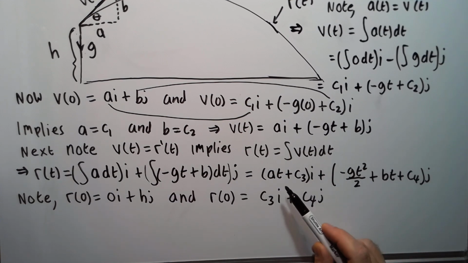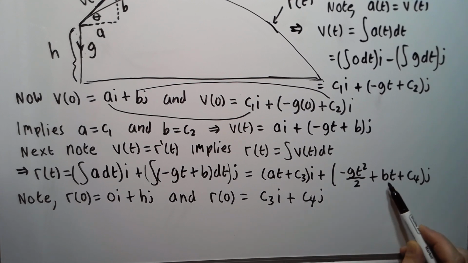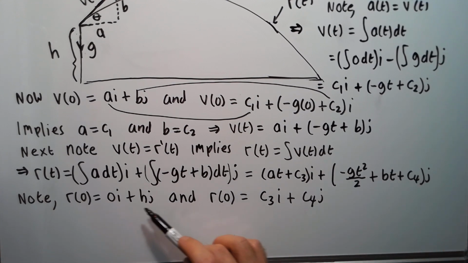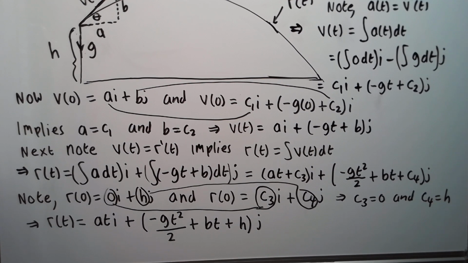We get this because when you put 0 in place of t here, it just becomes C3. Put 0 in place of t here, and it just becomes C4. So 0 has to equal C3, and H has to equal C4. So our C3 is 0 and our C4 is H. Then our r of t, plugging in the C3 and C4, is going to be at in the i direction, negative gt squared over 2 plus bt plus h in the j direction.